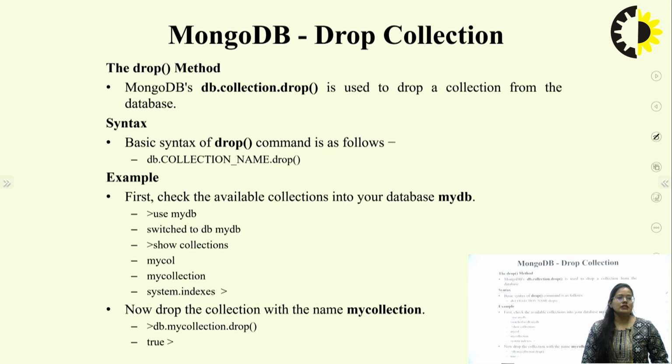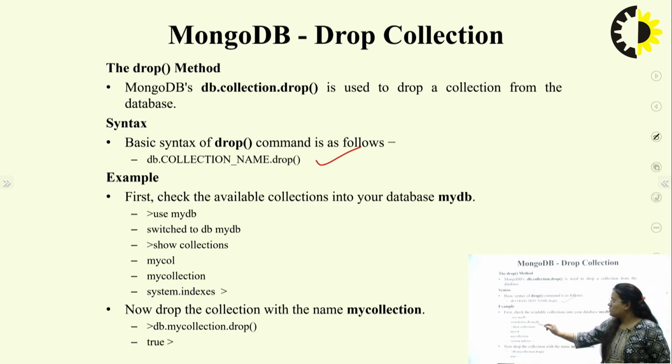Okay, next is drop collection. How to drop a collection in MongoDB. db.collection.drop is used to drop a collection from the database. This is the basic syntax of drop collection: db.collectionname.drop, and this will be the example of drop collection.